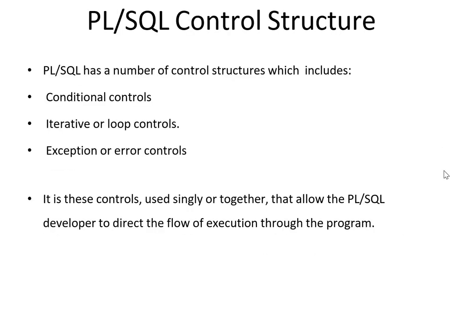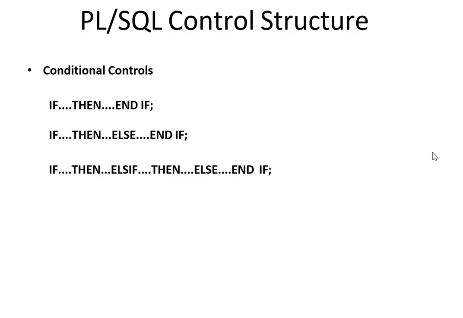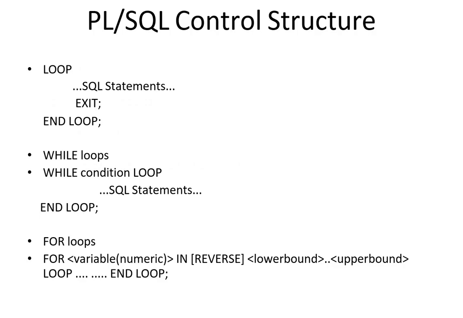So PL/SQL has a number of control structures, which include conditional controls, iterative or loop controls, and exception or error controls, which allow PL/SQL developers to direct the flow of execution through the program. The conditional controls are IF-THEN, END IF, THEN ELSE, END IF, THEN ELSIF, and the PL/SQL loop control structures are WHILE loops, WHILE condition loops, FOR loops, etc.